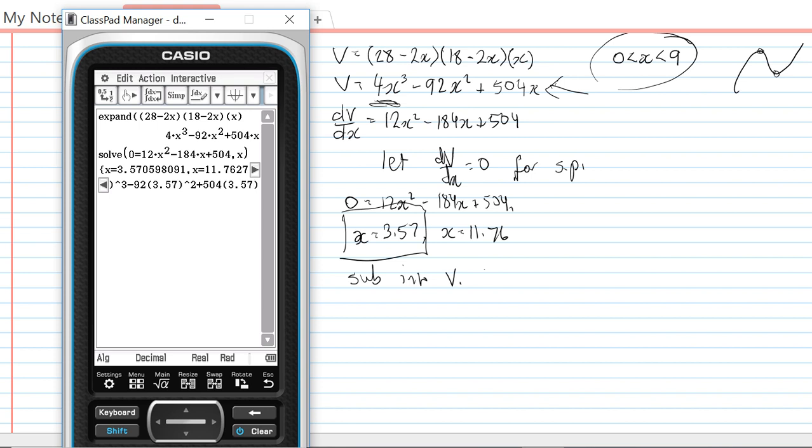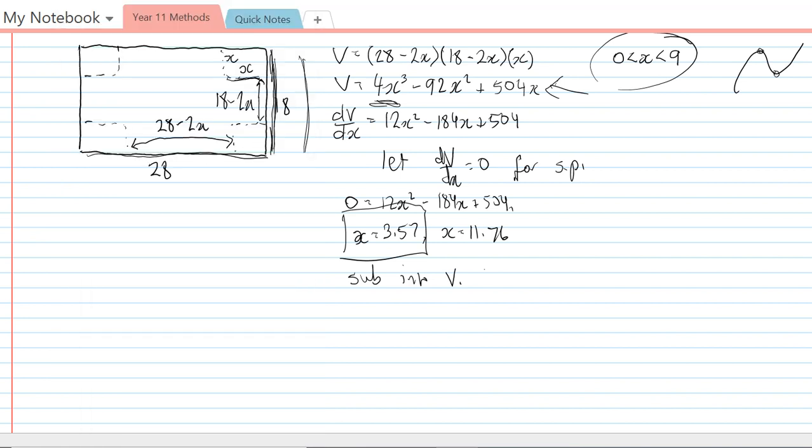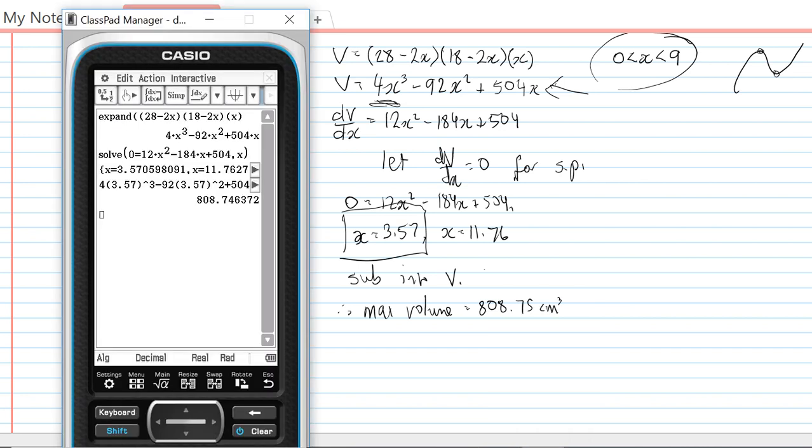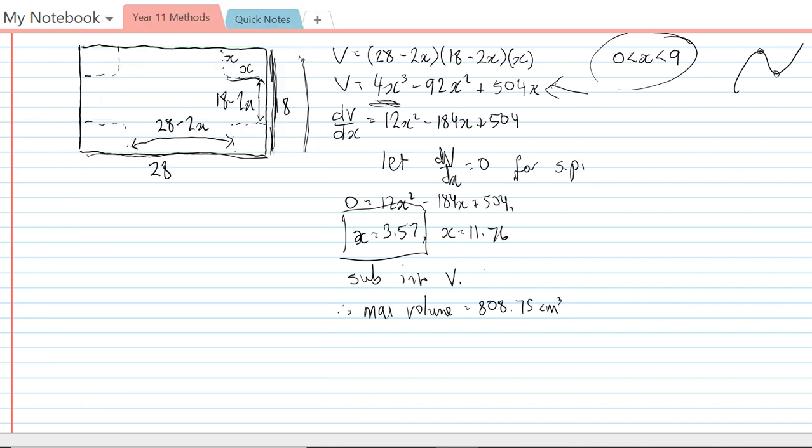What have I done there? There we are. So 808.75. So the max volume equals 808.75 cubic centimeters. And yeah, I think that's sort of all there really is to this particular problem.